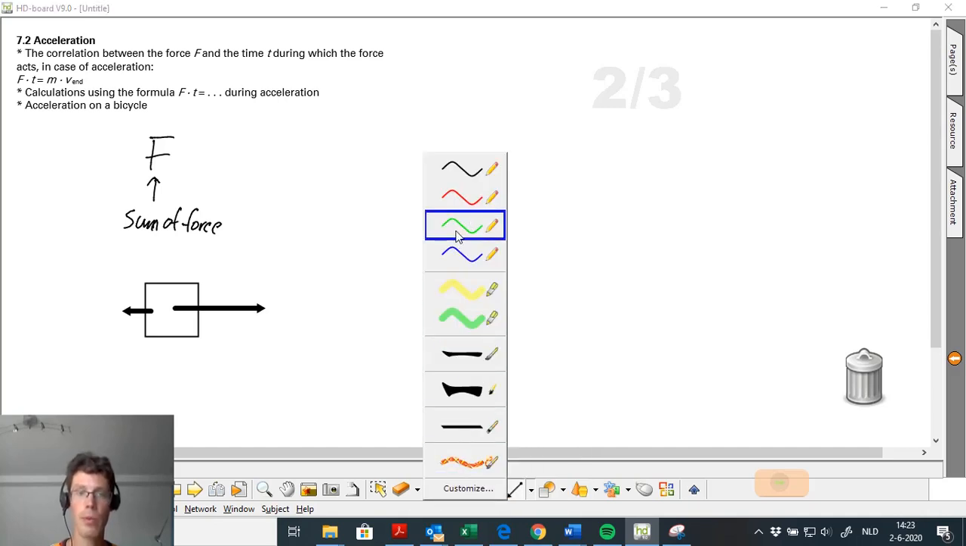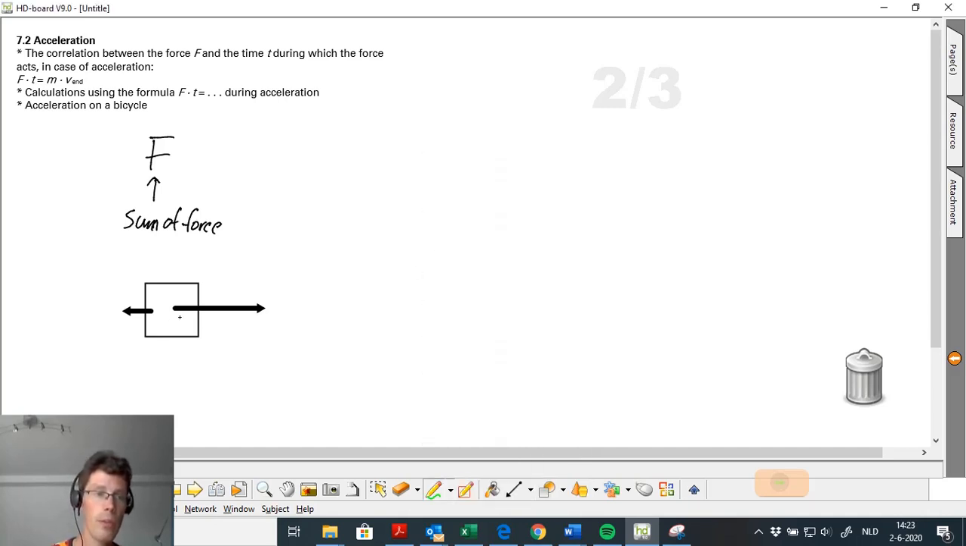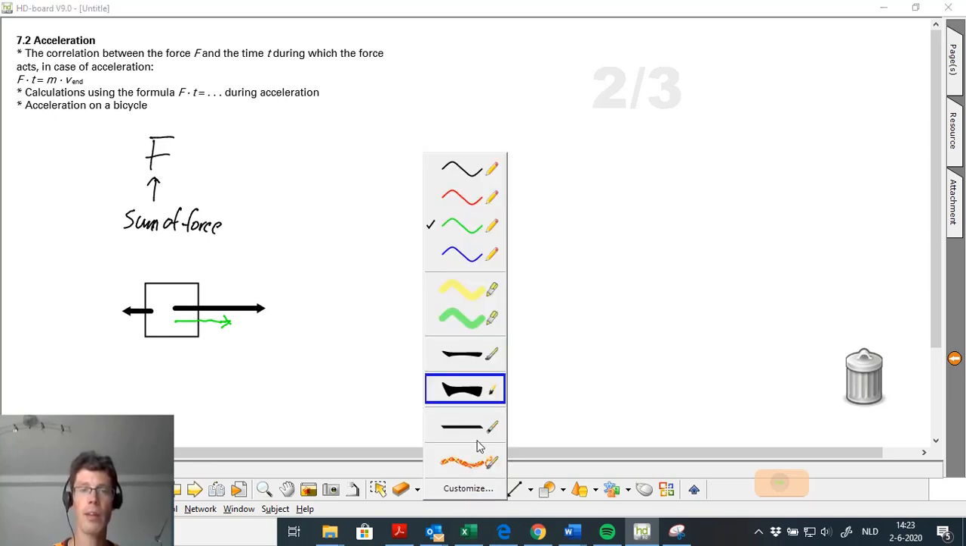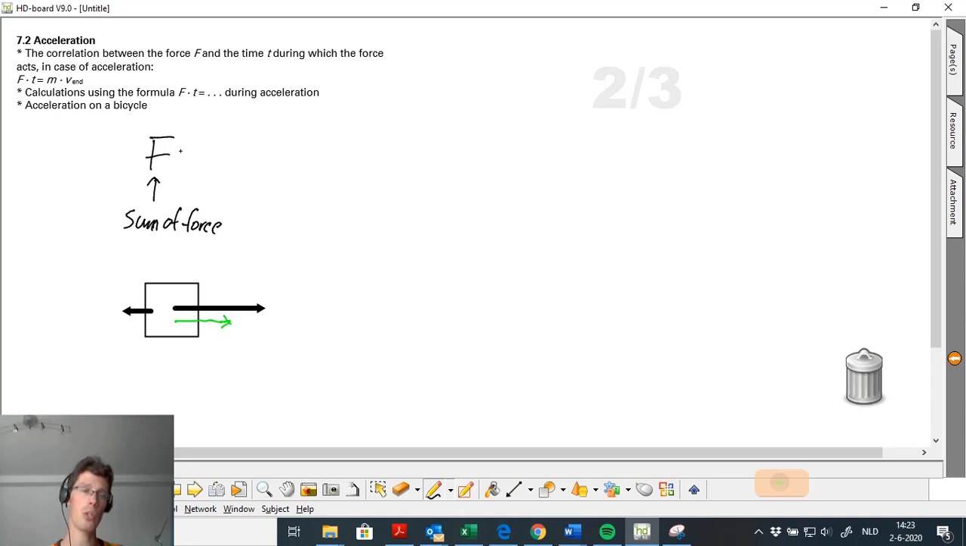is the force of these two together. So that would be a little bit smaller because the force to the left cancels part of this force. So the sum of the forces will indicate how much acceleration you get. So you need to put the sum of the forces in the formula.